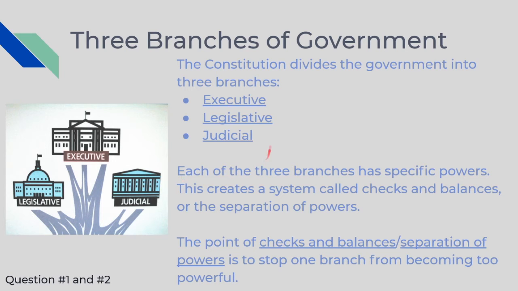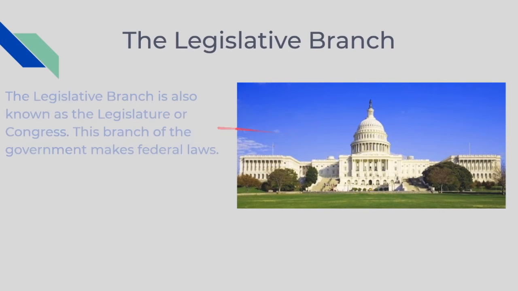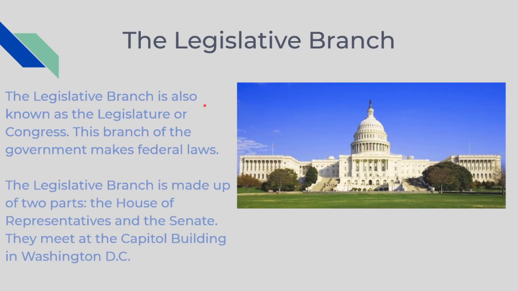All right, so let's move on specifically to the legislative branch. So, the legislative branch is also known as the legislature or Congress. This branch of the government makes the federal laws. And so, this is the legislative building right here. This is where Congress meets in Washington, D.C.